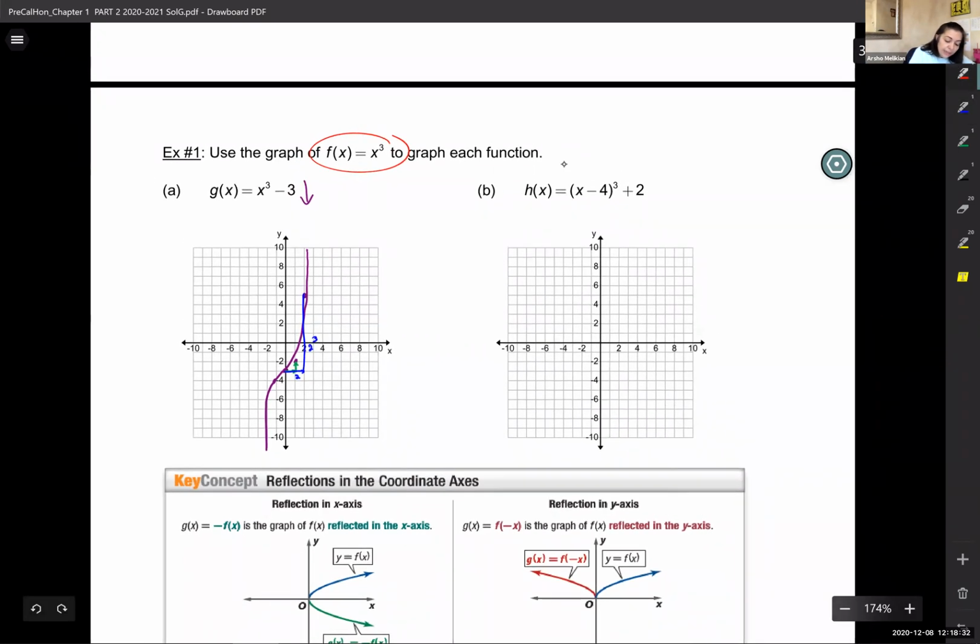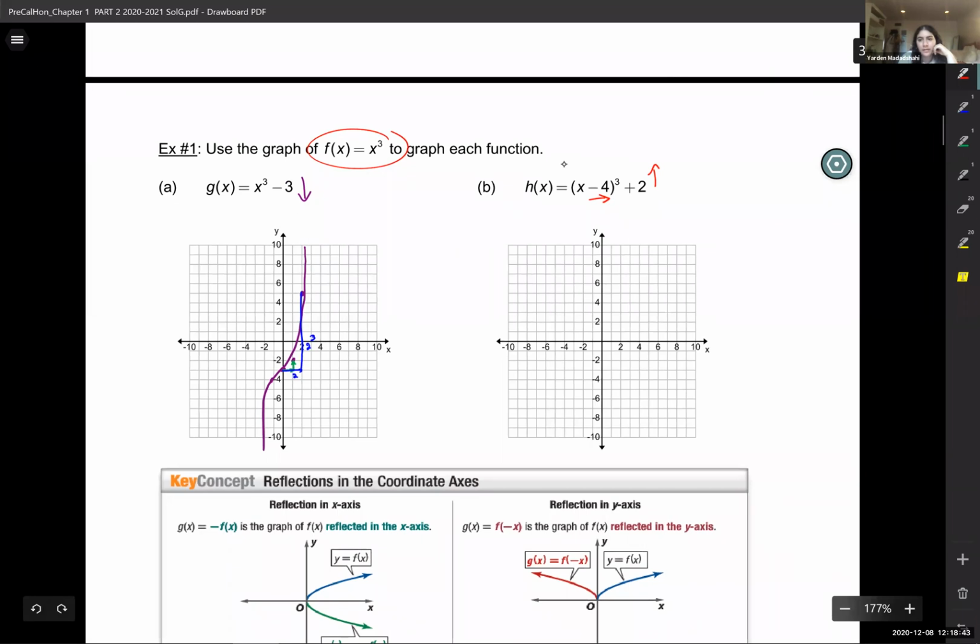This one moves the graph to the right 4 and up 2. On these graphs, do you want us to have points or can we just draw the line? I want you to have 2 to 3 points, like the center point and then 2 more left and right. It's not NASA precise, but you have to have some precision because you have to later match it with something else.